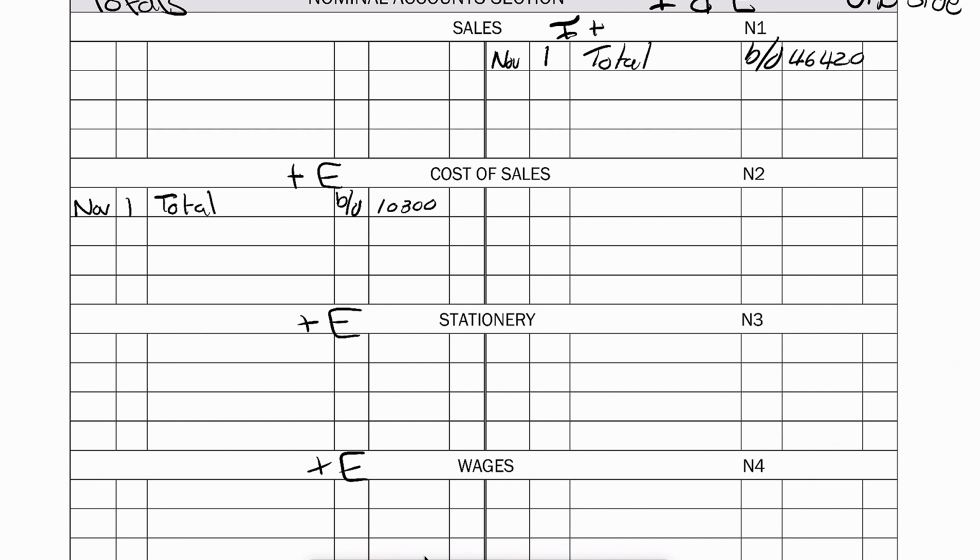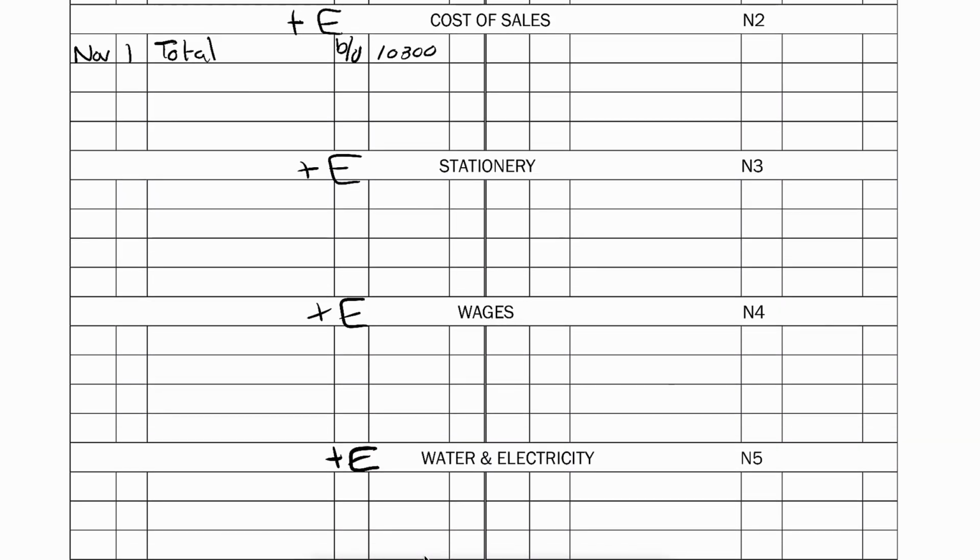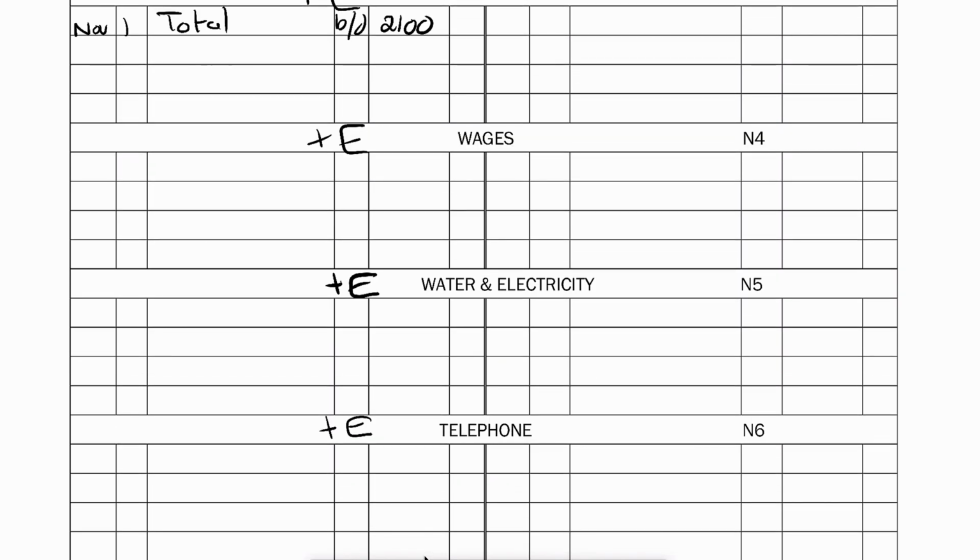We then have stationery, again, which is an expense. So November the 1st, on the debit side, we have our total brought down, and the total brought down for stationery is 2,100 Rand. Wages, also an expense, we start off November the 1st, our total brought down, and that gives us 4,200 Rand is what they've given us.